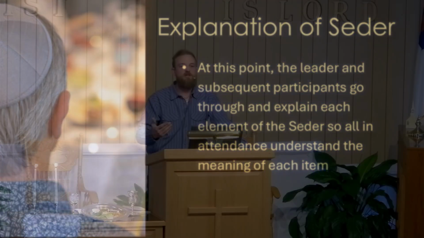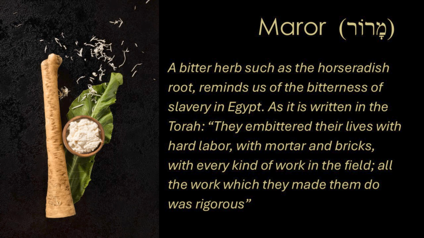So there is some repetition on some of these processes, so I'm going to kind of speed through a little bit of them. But everything that's italicized on the screen is right out of this Haggadah. This is what they read. So the leader stands up and says, Maror, a bitter herb such as the horseradish root reminds us of the bitterness of slavery in Egypt. As it was written in the Torah, they embittered their lives with hard labor, with mortar and bricks, and with every kind of work in the field. All the work which they made them do was rigorous.